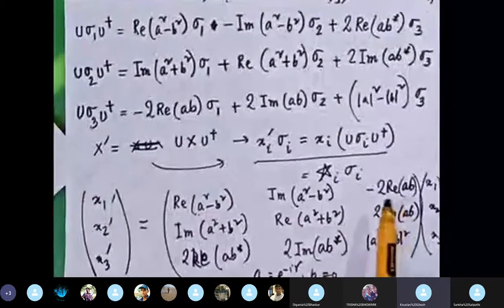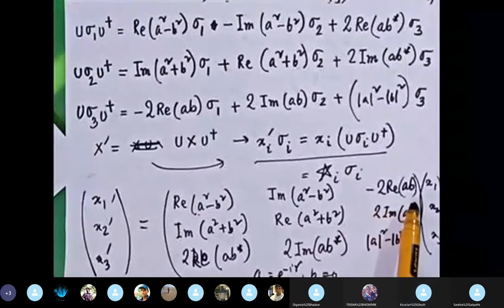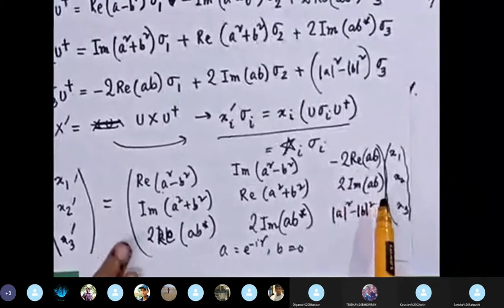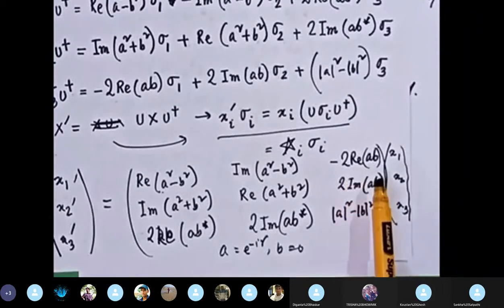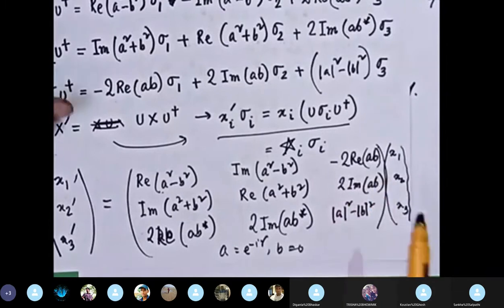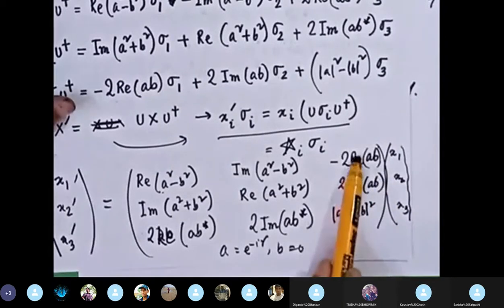Then what is this? What is this? 0. 1. 0, because B is 0. So the real part of 0 is 0. This is 0. This is 0. These both are 0.